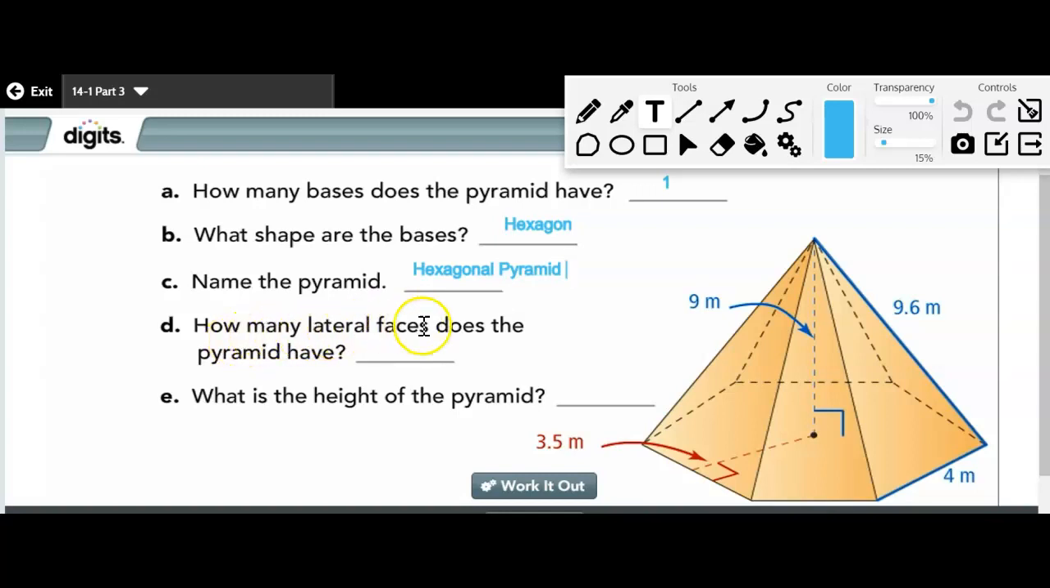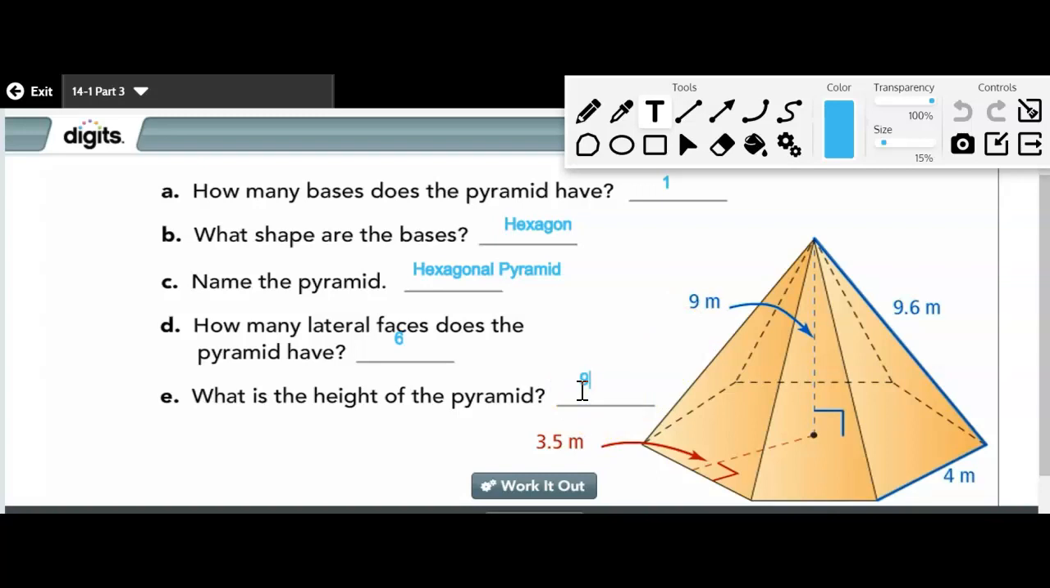How many lateral faces does the pyramid have? Lateral faces are what connect the line segment of the base to the vertex. Here is a lateral face. It has 1, 2, 3, 4, 5, and 6 lateral faces. The height of the pyramid connects the base to the vertex at a 90-degree angle, meaning it'd be 9 meters.